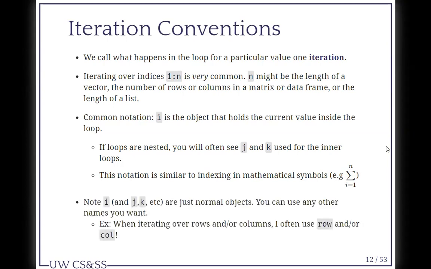Okay, note that i, j, and k are just normal objects. You can use any other name that you want instead of those. Depending on who you work with, you might want to keep i, j, and k. Whereas me personally, knowing that these are arbitrary, I try to name them as obviously as possible. So when I'm iterating over rows, I like to call my i object row instead of i. Or for columns, I like to call it col instead of i. And if I'm iterating over a vector, I like to say index. These are just conventions.